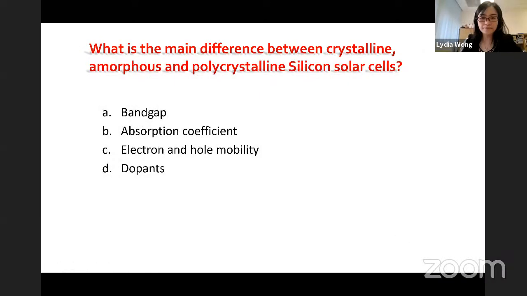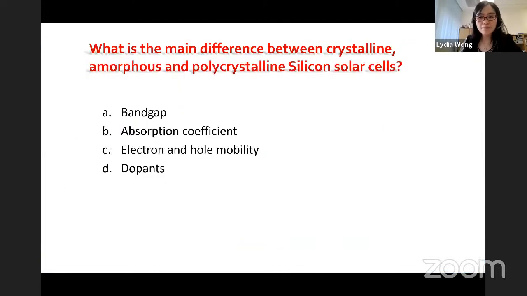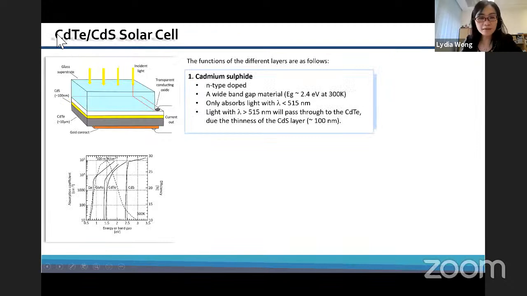So now I move back to my slides. Okay, so the next type of thin film solar cell is made of cadmium telluride materials. This is the structure of a cadmium telluride, cadmium sulfide solar cell. It starts with a substrate, or this is the inverted structure.